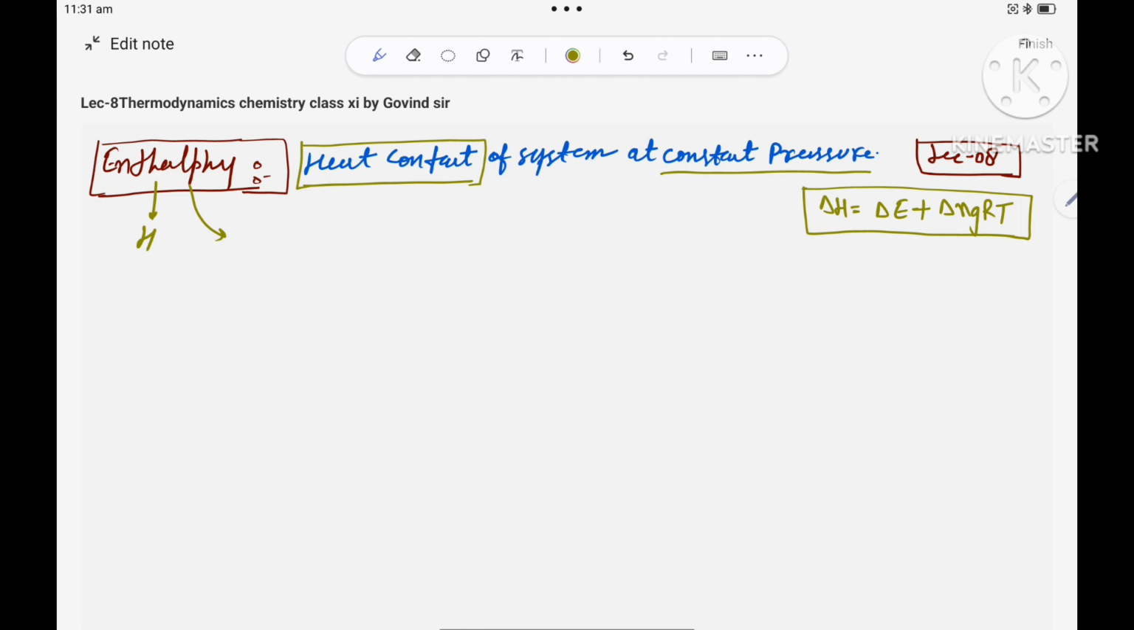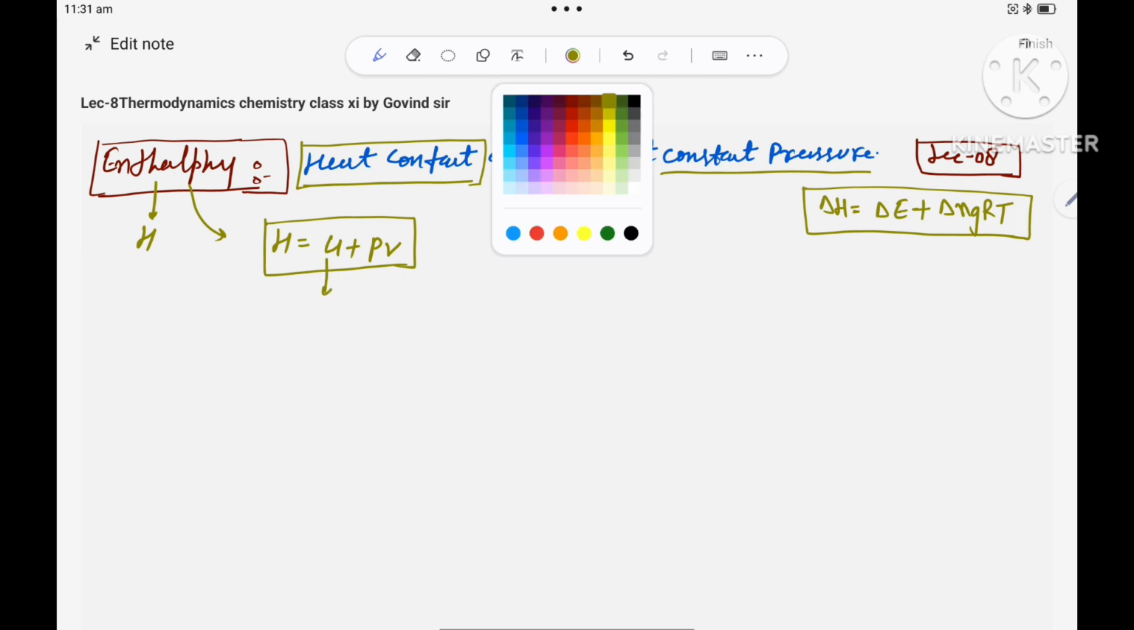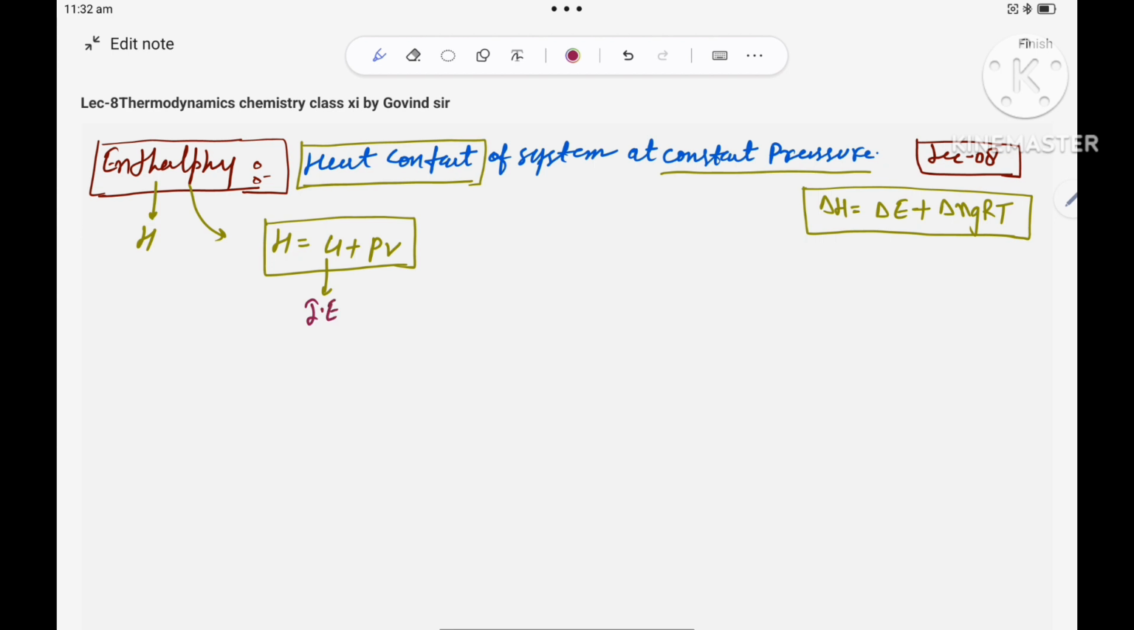Mathematical representation: H is equal to U plus P into V. H is equal to U plus PV. U is what, children? U is internal energy. P is external pressure, and V is volume.